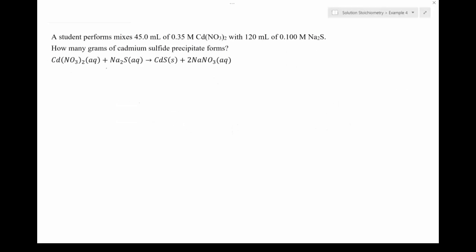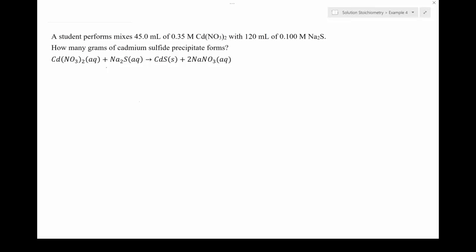All right, in this case, this is probably the most complicated example that we've done thus far, if only because we've got multiple concepts that we're practicing at once. We are asked to find, once again, how many grams of cadmium sulfide are going to be formed in this reaction.